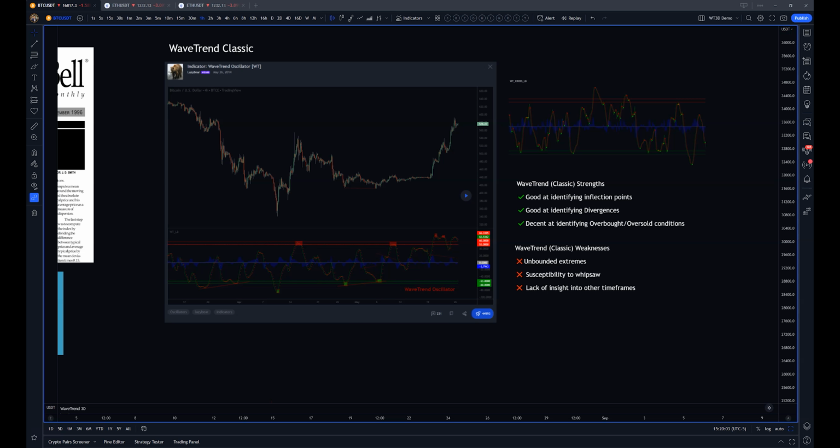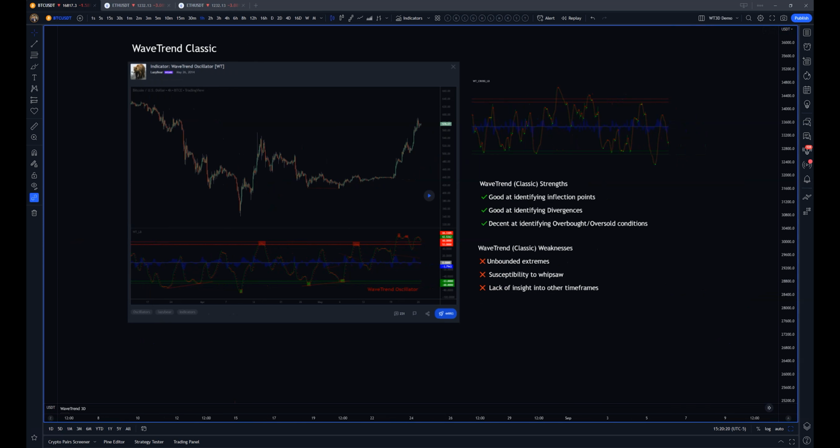So with that background, what actually makes this indicator so good and so popular? Well, from what I can see, it actually has 3 fundamental strengths that make it a very potent indicator. Its 2 biggest strengths of these 3, in my opinion, are its ability to help identify inflection points, which makes complete sense since that's what they really designed it to do. And the second is its ability to help identify divergences.